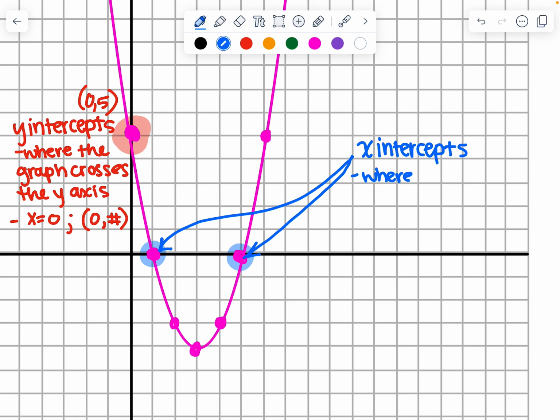Now, opposed to previous functions that we've looked at, such as linear and exponential, you can have more than one x-intercept. Here, we will either have 1, 2, or no x-intercepts, depending on the individual function that we're looking at.